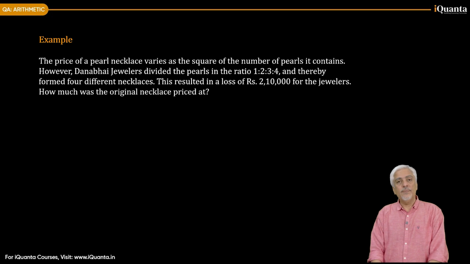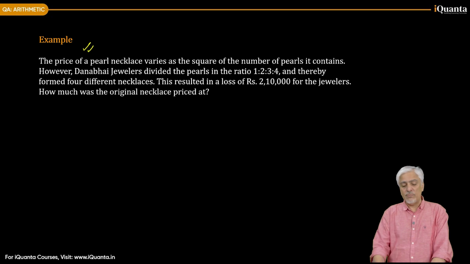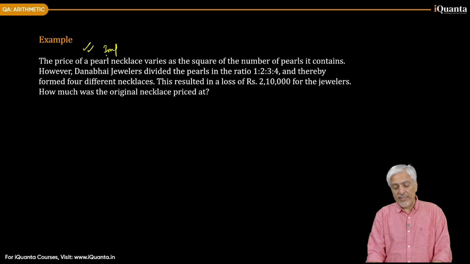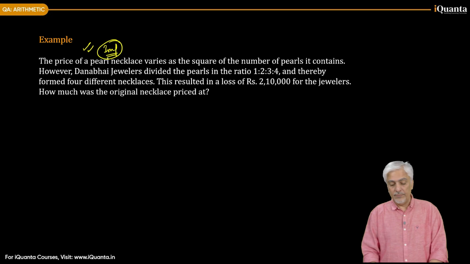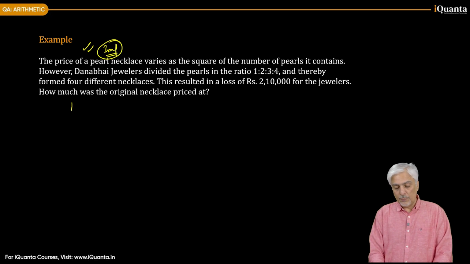Let's take the next question. This is a very typical variation question, has been asked in CAT and a lot of other exams many times. Need to understand it very carefully, pay attention carefully. And here you will see the usage of the K method. The price of a pearl necklace varies as the square of the number of pearls it contains. So price varies as square of the number of pearls. So P varies as n square.